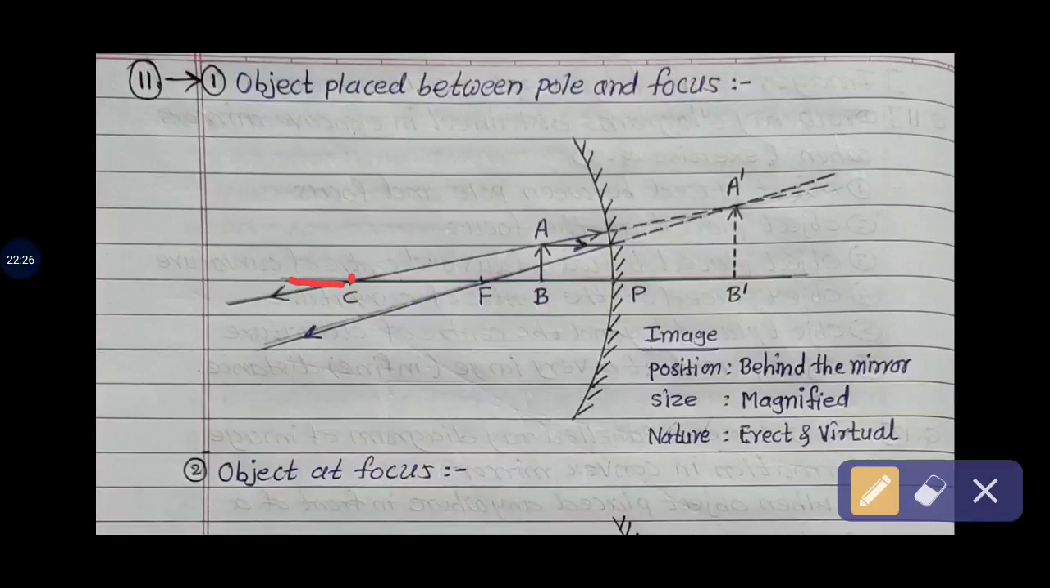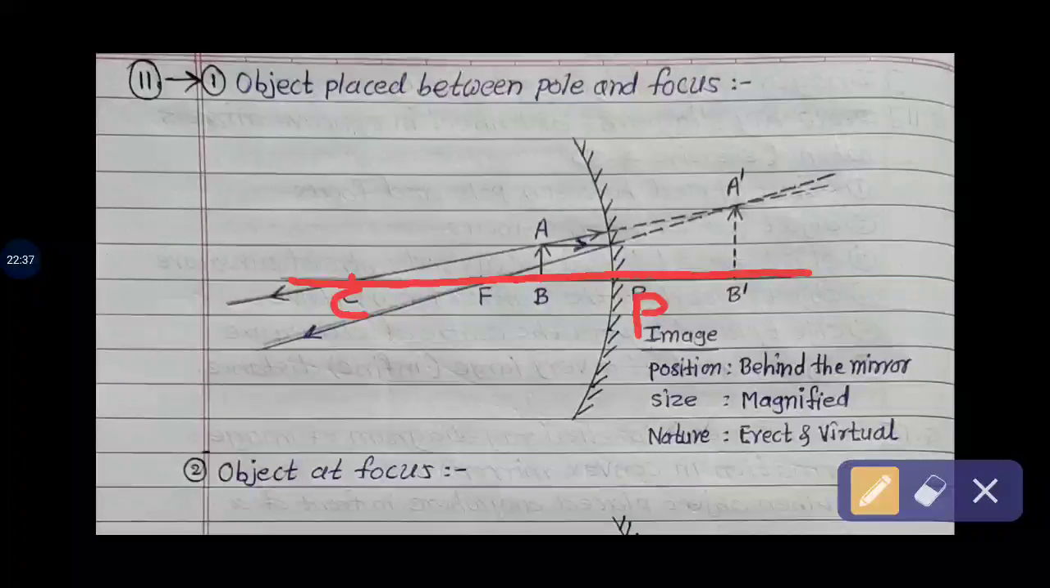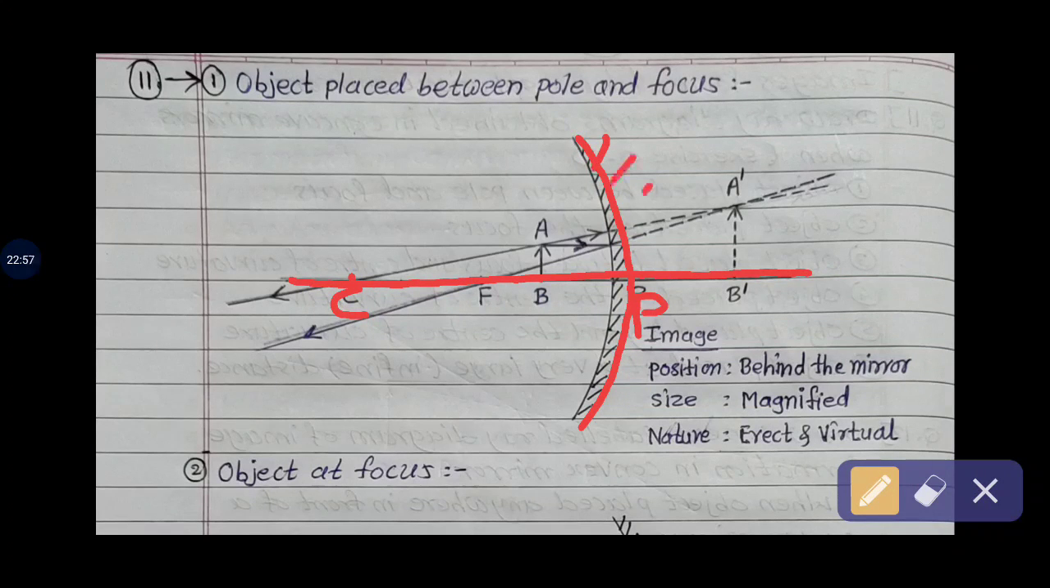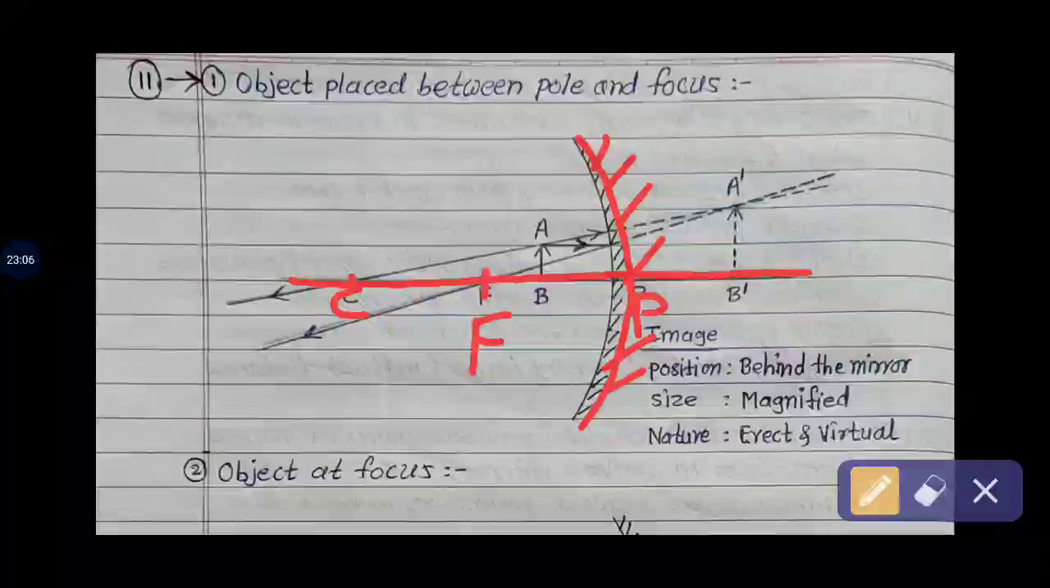Clear? First of all, we are drawing this principal axis. Then point P we plot here. From the point P, with the help of a scale, we plot the point C, that is the center of curvature. And with the help of a compass, we draw one arc from the point C, that is the mirror, in this way. All are getting? Four lines above and four lines below. Like that you draw the mirror and show these lines also like this. Clear? Next, exactly at half distance, up to 3 centimeter, which point is there? Principal focus.